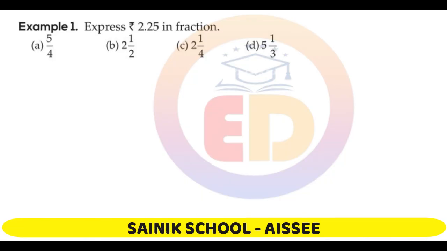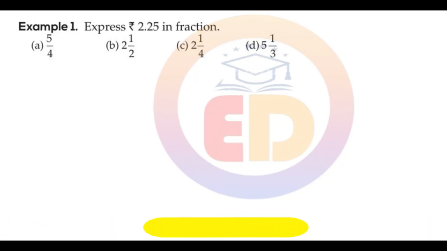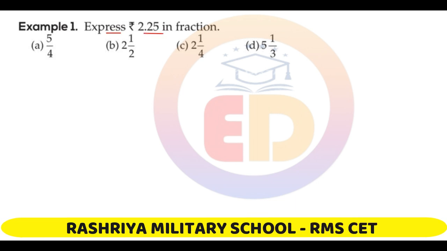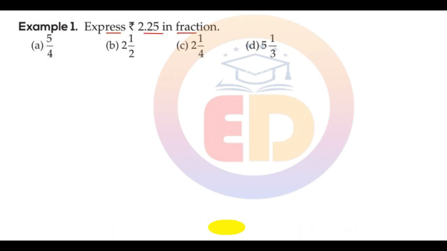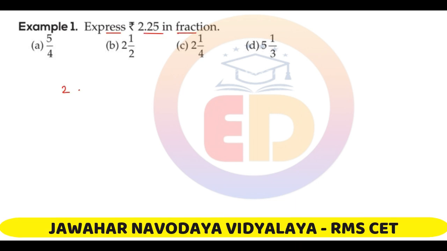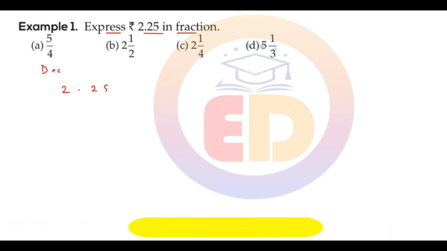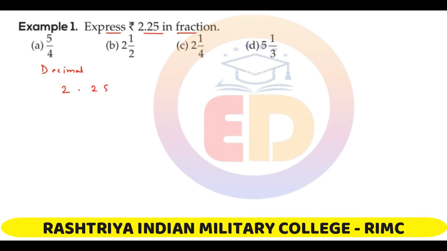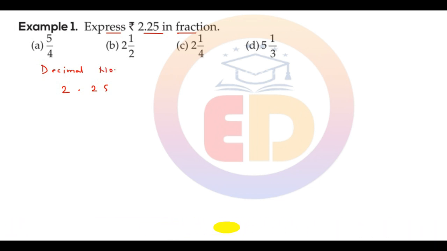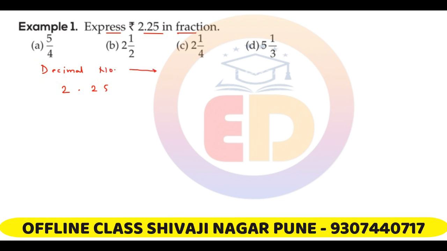Question number 1. Express 2.25 in fraction. Now 2.25 right now is a decimal number. First we will convert this decimal number into decimal fraction.